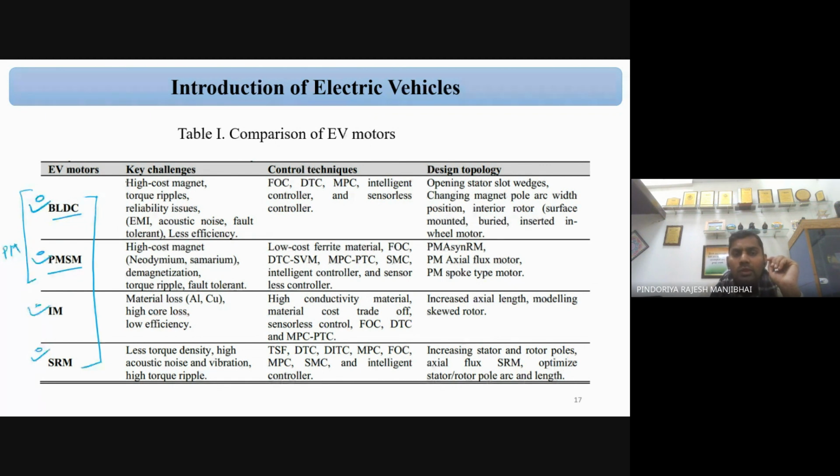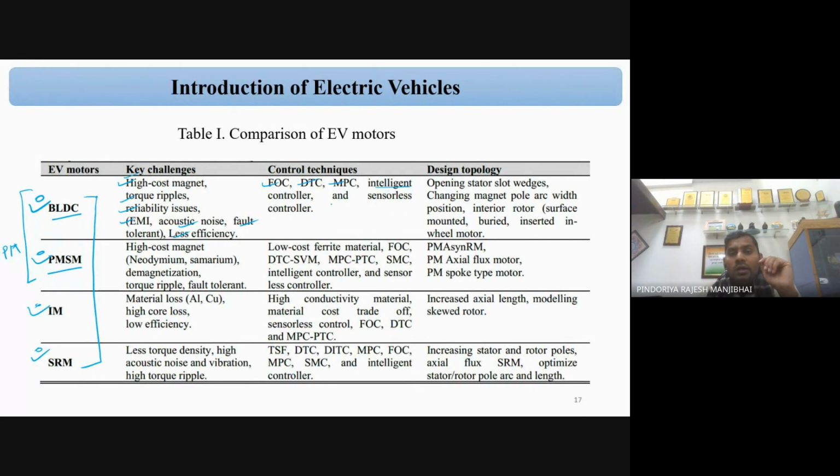So what are the key challenges for the BLDC motor? First, there is the high cost of the magnet. Torque ripple is also high. Reliability issue, because torque ripple is high. EMI, acoustic noise, fault tolerance, and then less efficiency. Because there are many issues with the BLDC motor, it has less efficiency compared to the other motors. But what about the control technique? We can say field oriented control, direct torque control, model predictive control, intelligent control.